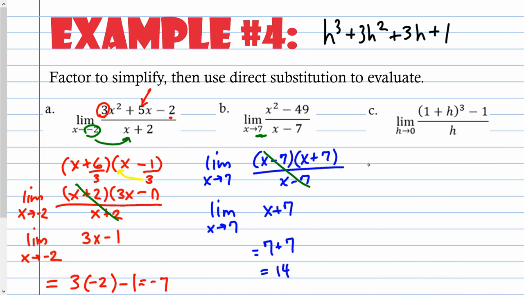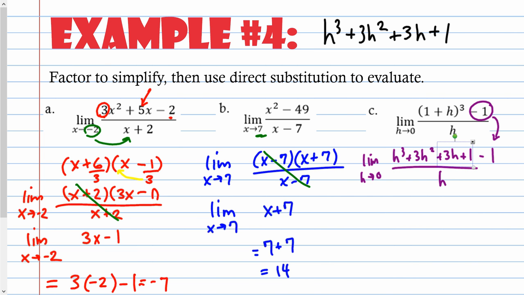So the limit as h approaches 0, and then the top is now h cubed plus 3h squared plus 3h plus 1. That's what we should have gotten. And then now minus 1. Right? That's still there. It didn't disappear. Nothing in math magically just disappears. And I'm going to divide by h.